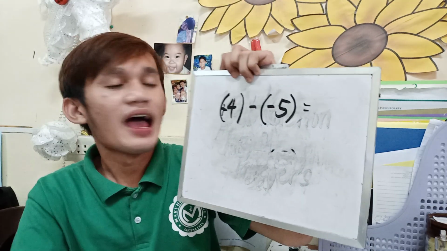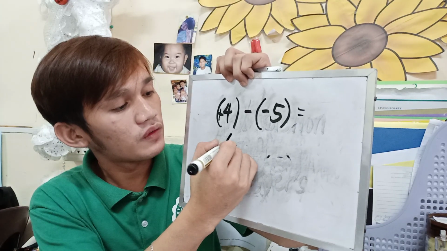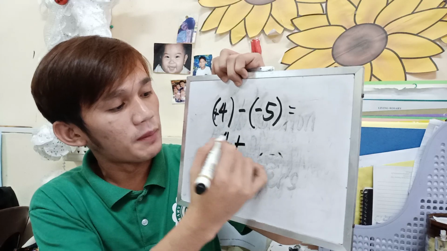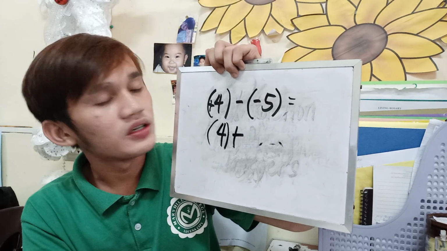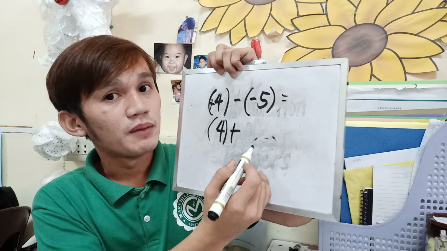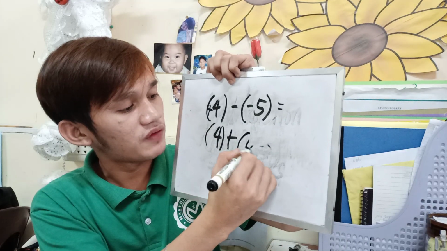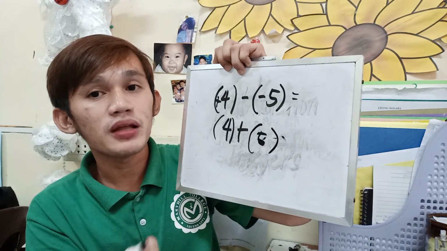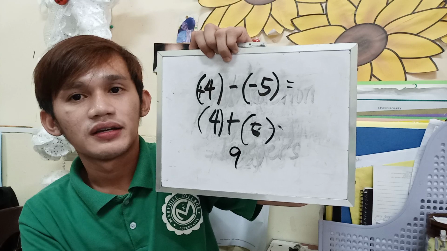How? You are going to get the sum of the minuend and the opposite of your subtrahend. The opposite of negative 5 will become positive 5. And positive 4 plus 5 is simply positive 9. Okay, as simple as that. Another example.